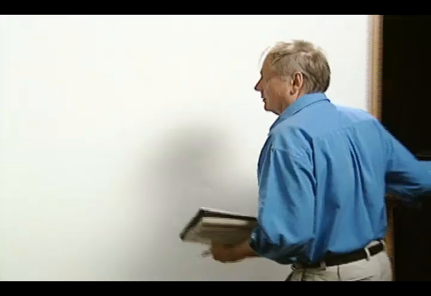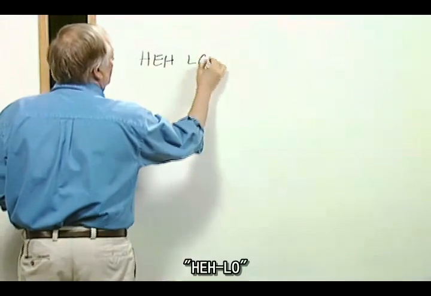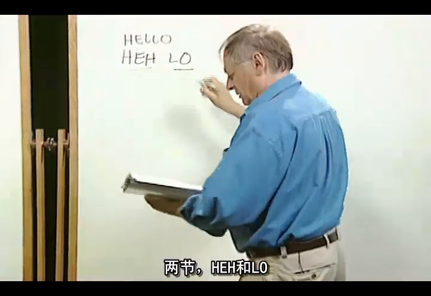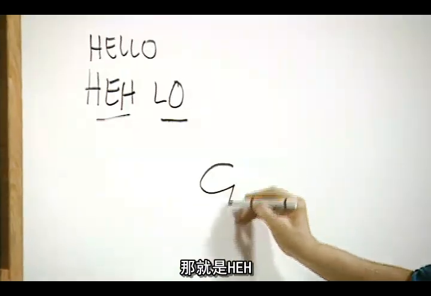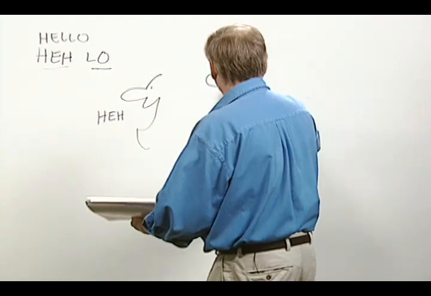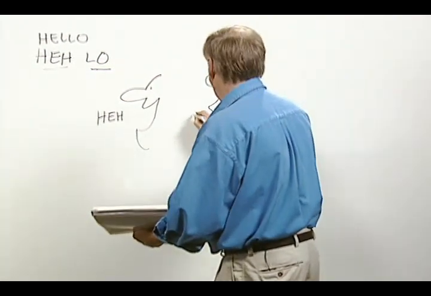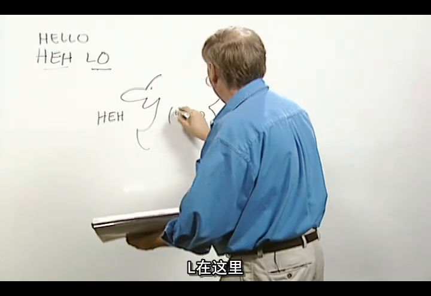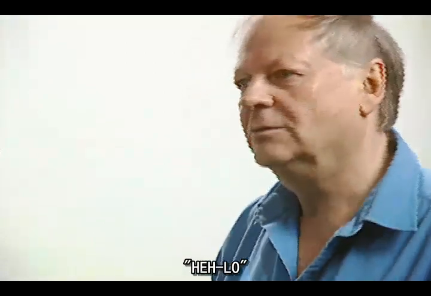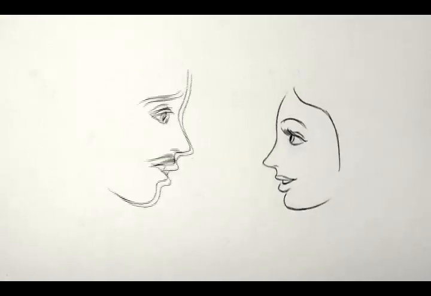Let's just do another. He's going to say hello. It's he and low. So we'll go he, and if that's an O, the L is phrased from one to the other. Hello. Not hello with every sound hit separately.